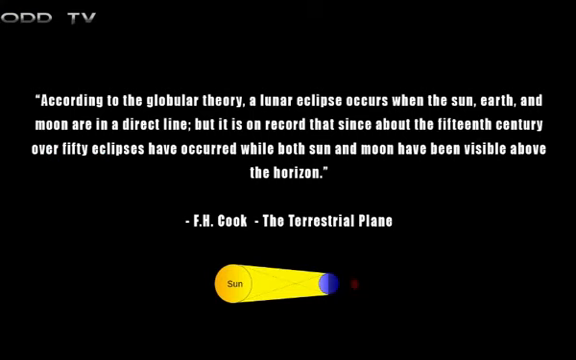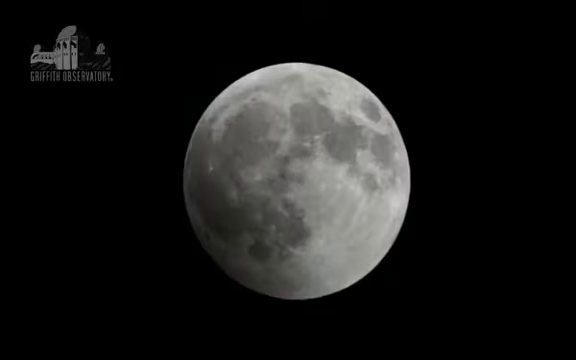According to the globular theory, a lunar eclipse occurs when the Sun, Earth, and Moon are in a direct line. But it is on record that since about the 15th century, over 50 eclipses have occurred while both the Sun and Moon are visible above the horizon. F.H. Cook, The Terrestrial Plane.